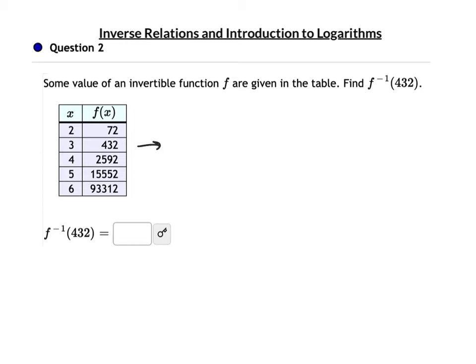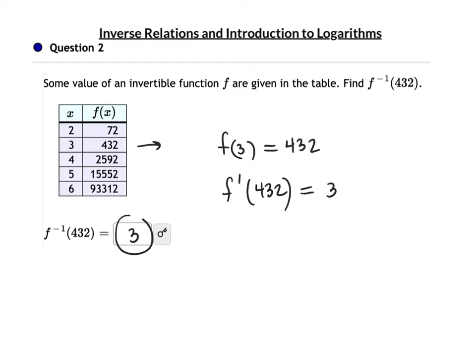Looking right here in the original equation, f of 3 is equal to 432. That means for the inverse, the roles switch, the variables switch. F inverse of 432 would equal 3. So the answer here is 3.